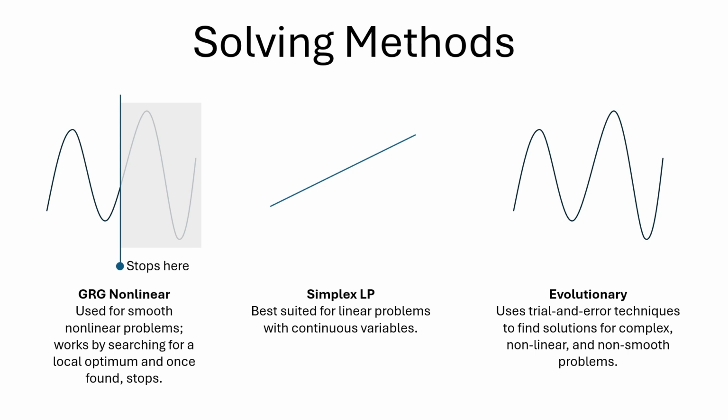Think of the difference between GRG nonlinear and evolutionary as GRG finds a pretty good, quote-unquote, local solution, and evolutionary works harder and goes through all the solutions, and it picks the best, but it can take a much longer time to find that solution. That's why in these pictures here, I've shown the exact same line for GRG nonlinear and evolutionary, whereas on GRG nonlinear, once it finds that maximum or minimum, it stops. However, evolutionary looks at all the possible solutions.